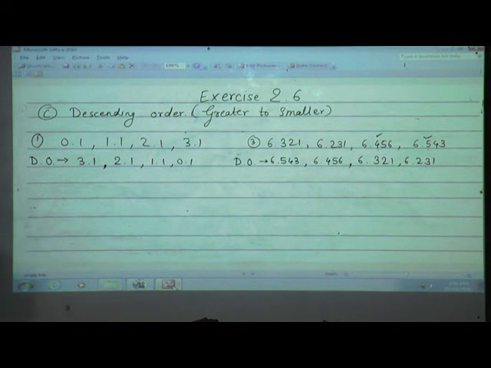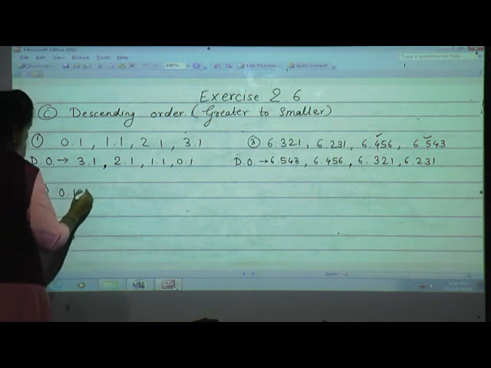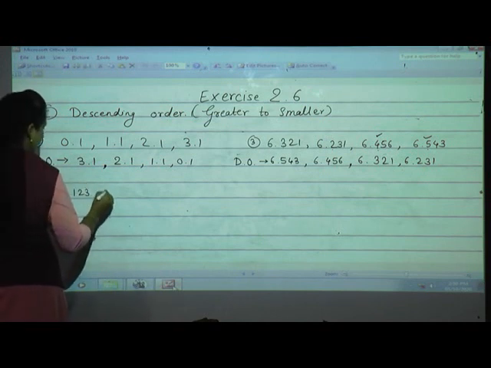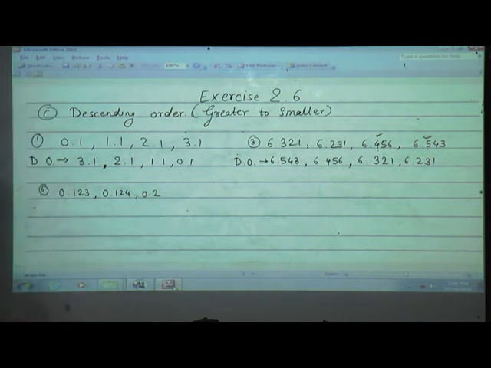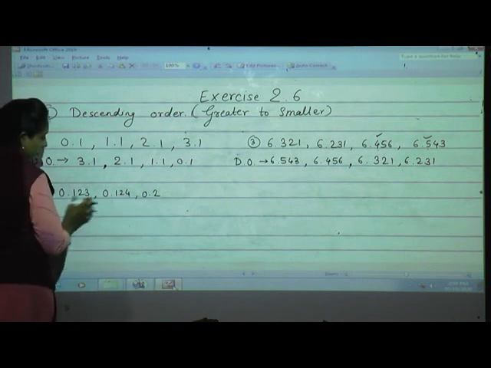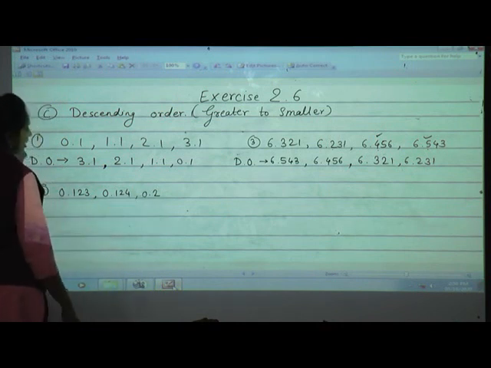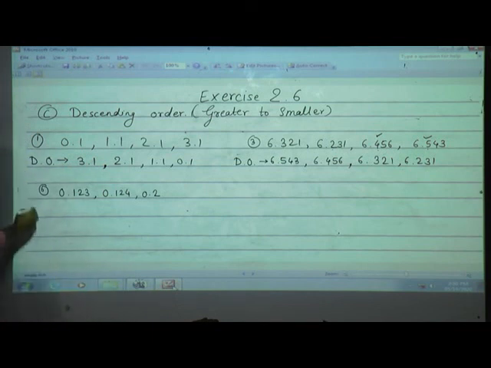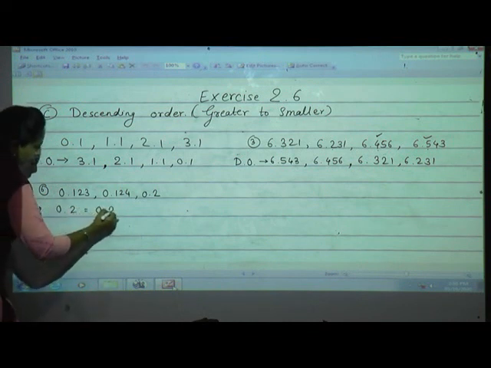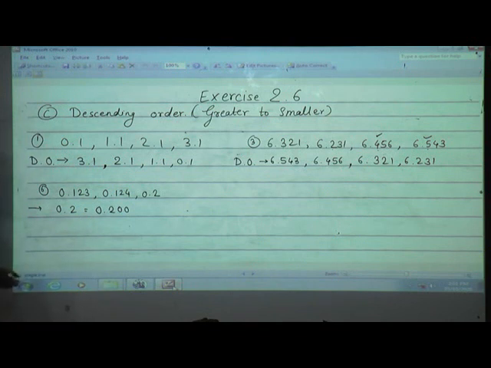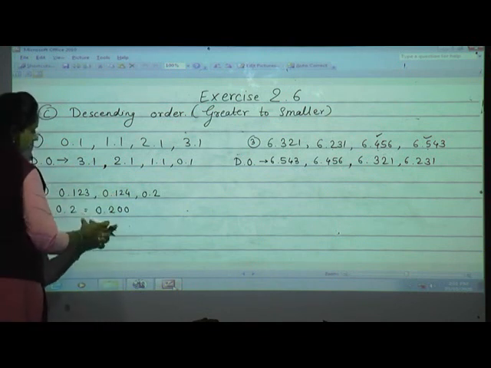Now last I will take the sixth one for you. What is the sixth one? 0.123, comma, 0.124, comma, 0.2. Now see students, after the decimal point, three places are there, and here one place. We need to convert first into like decimals. Okay, this only I will write. 0.2 means 0.200.